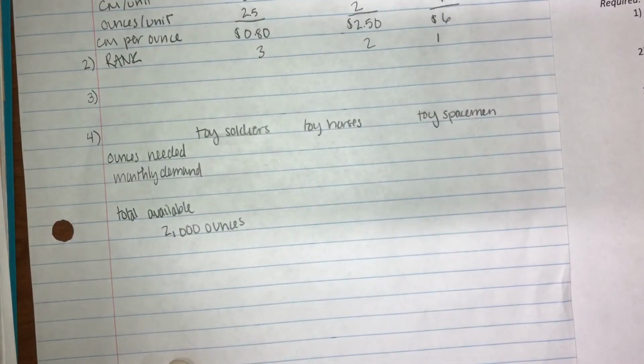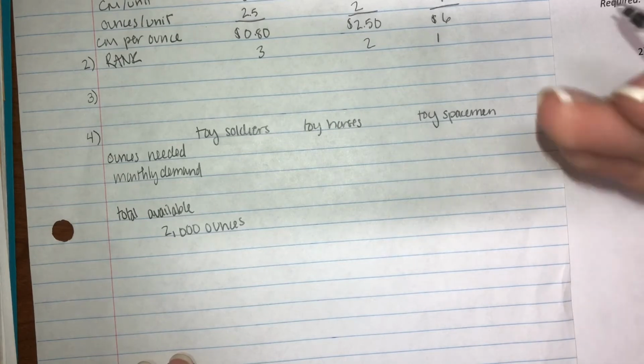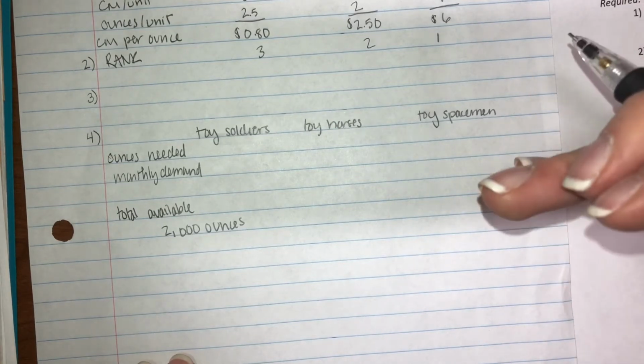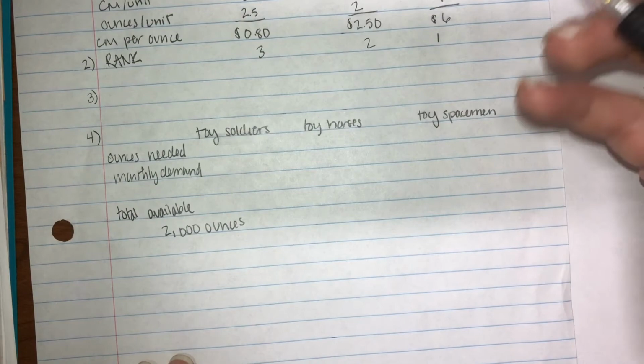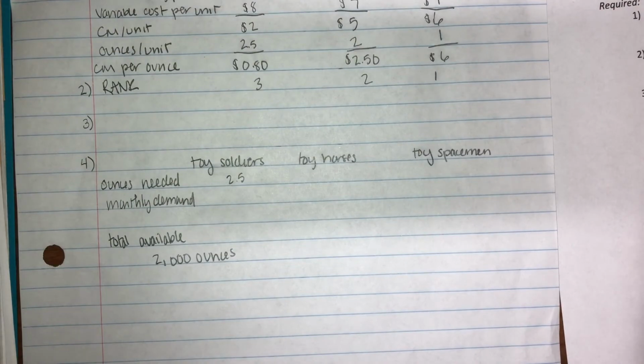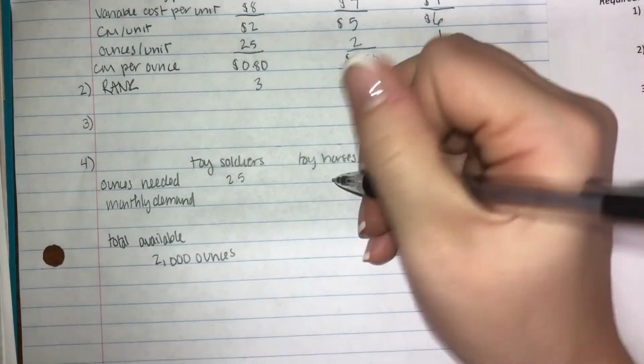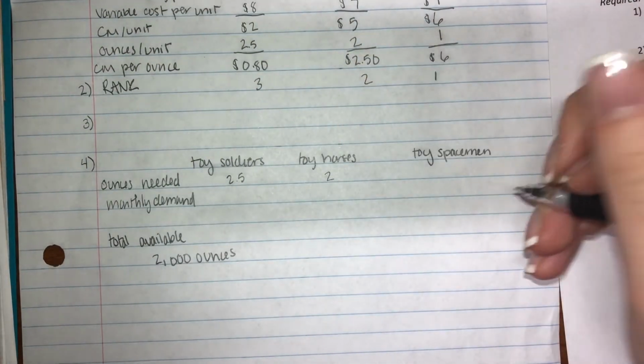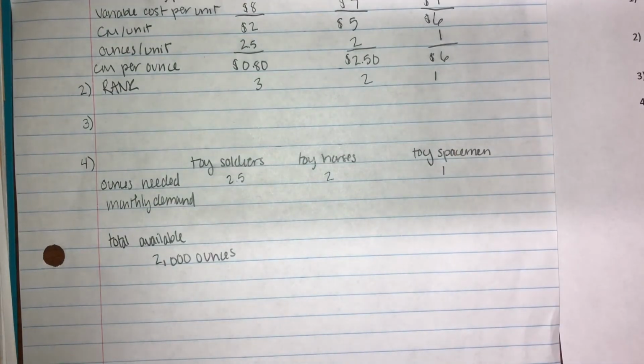Okay, so basically what we want to do is determine on a per unit level how many ounces we'll need. So we're just going to copy that information down from the top. I'm going to need 2.5 for the toy soldier on a per unit level, and then 2 for the toy horse, and then 1 for the spaceman.